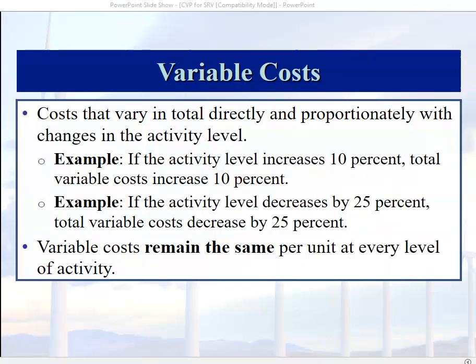The first thing that we want to talk about is this idea of variable cost. And essentially what variable costs are, particularly in a manufacturing environment, variable costs are costs that will increase as production increases. So if we're talking about direct labor, the more we produce, the more direct labor cost we will have. The more we produce, the more direct materials costs we will have.